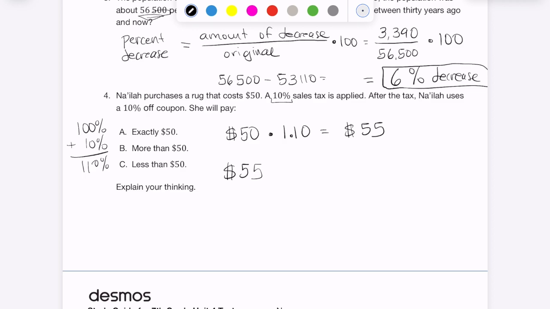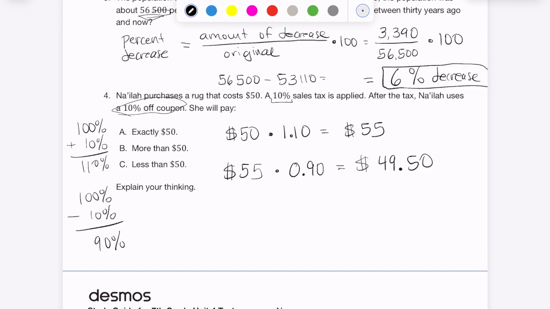Okay, so if I have $55 and then I get 10% off of that, now instead of paying for 110% of that, I'm paying for 90% of that. So I'm going to multiply by 0.90. And when I do that, I'm going to get $49.50. So the answer in this case is less than $50. Now for the explanation, if you have the work, I would accept that.